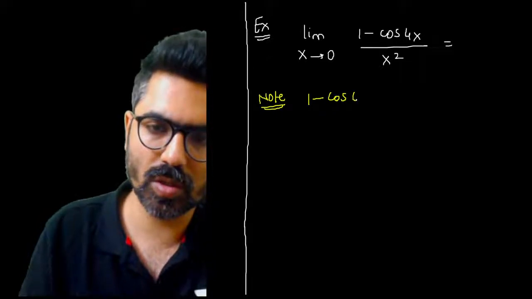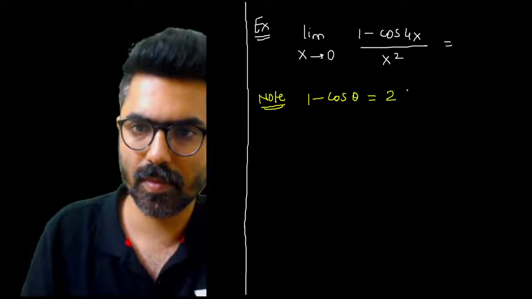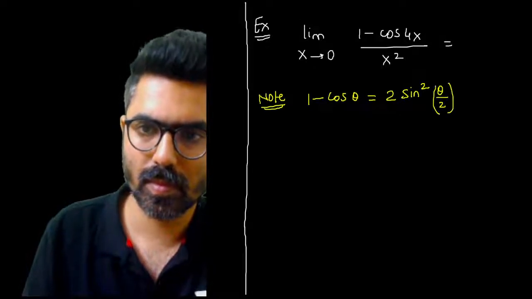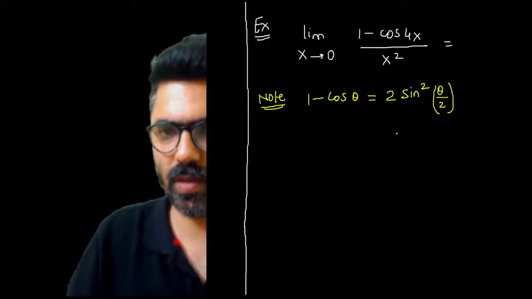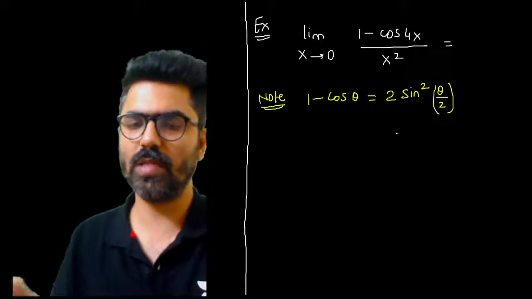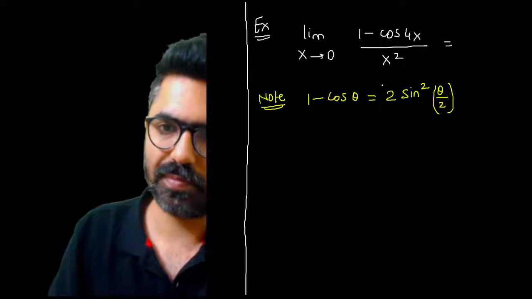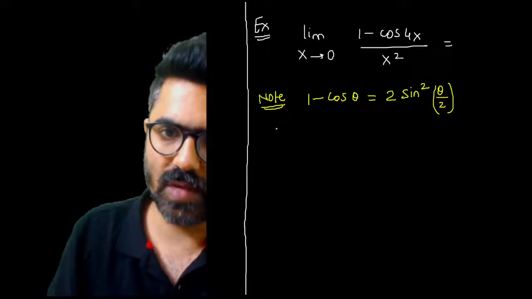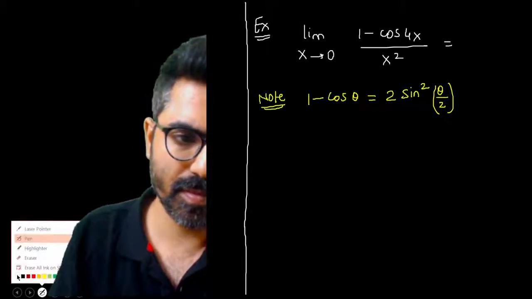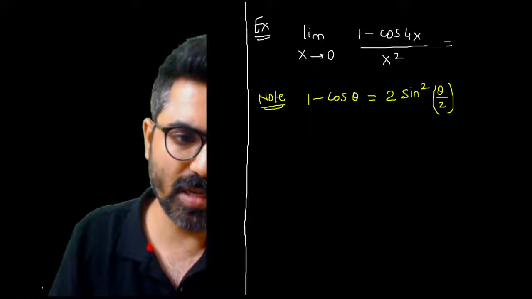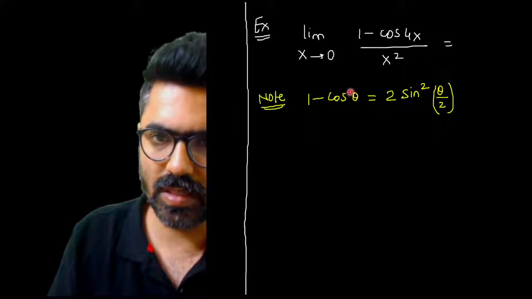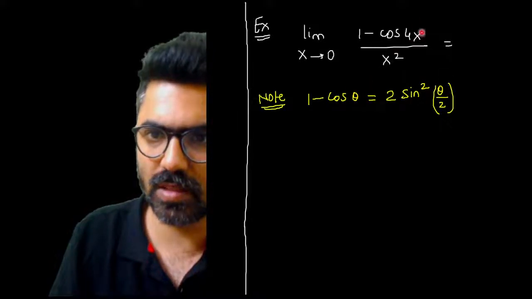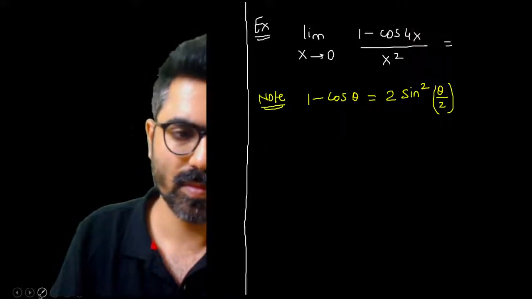1 minus cos theta is 2 sine square theta by 2. Now if you apply the same formula here, we can see that theta is 4x in this case.